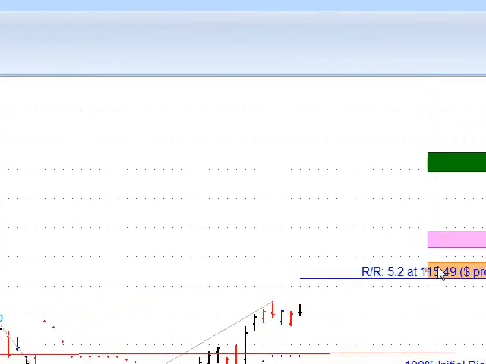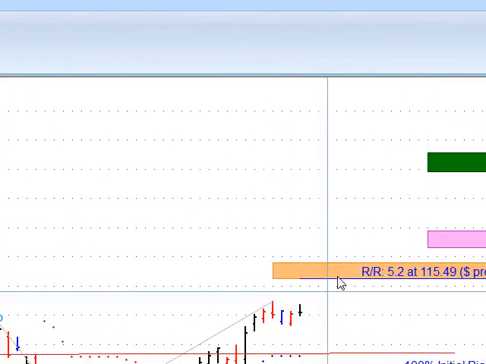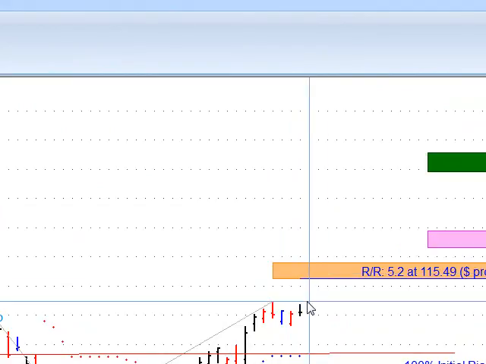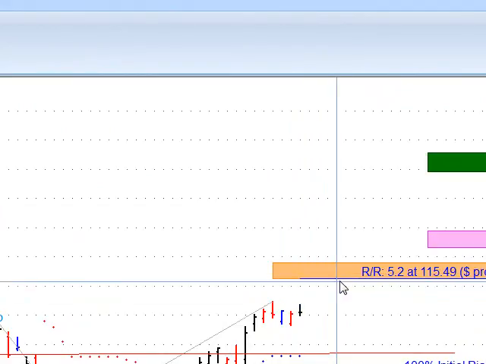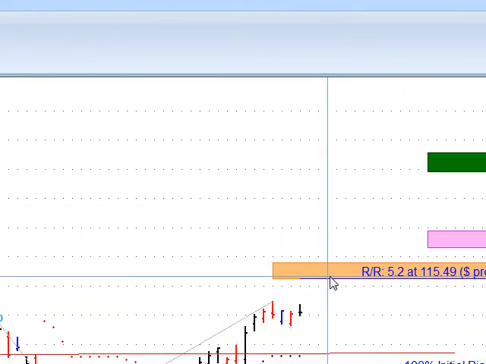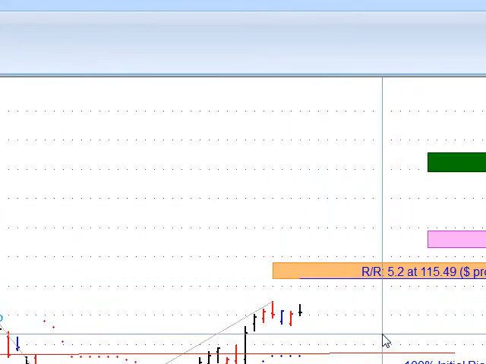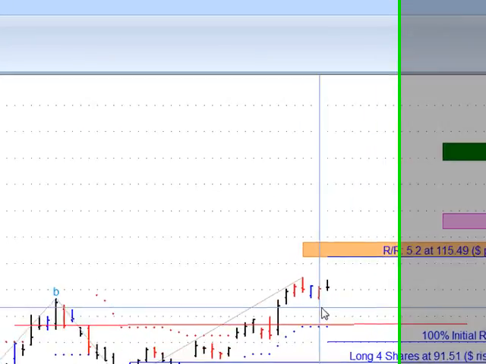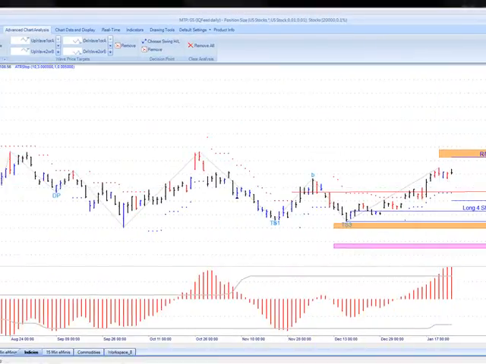But you can see where the target is. It's just showing us this is going to be the next resistance level. So if we get up to this 115.50 area in Goldman, then we may see a pullback after that point. So again, Goldman telling us things are more bullish than bearish.